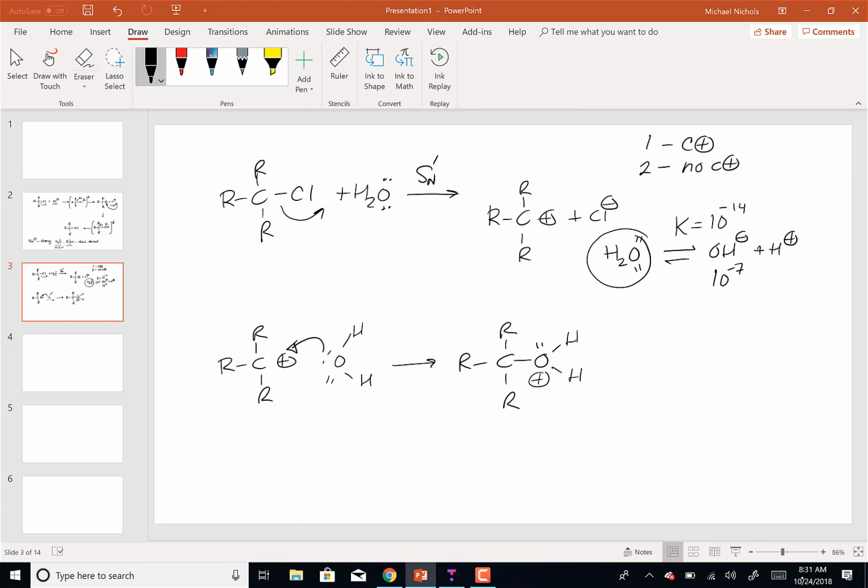Now, there's lots of laws in chemistry, like the law of conservation of mass, right? You can't create or destroy mass. You can't create or destroy charge. So when you take a +1 species and add it to a neutral species, you better be +1 on the other side. And so where does the +1 go? It goes on the oxygen. Okay.